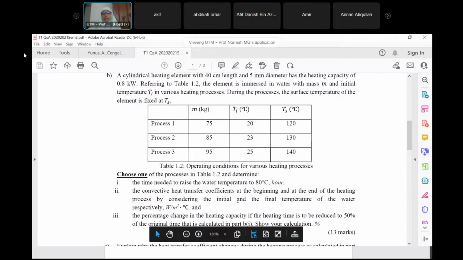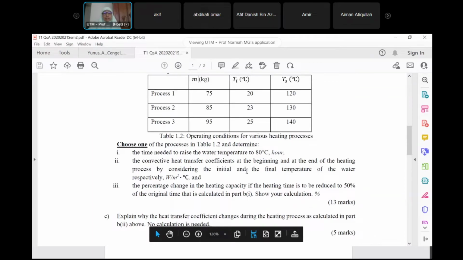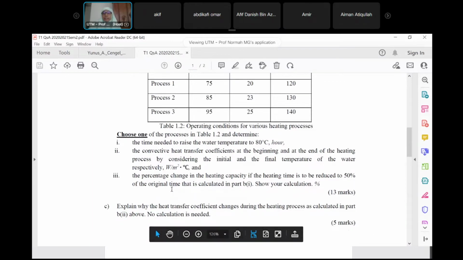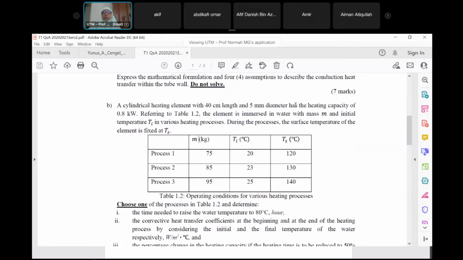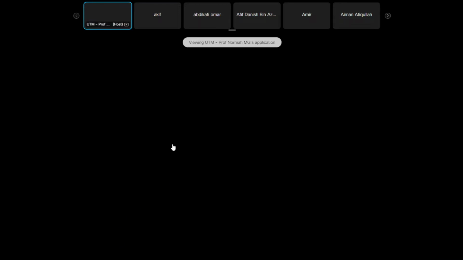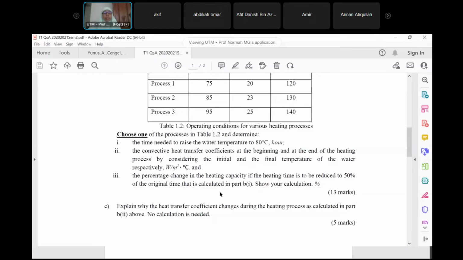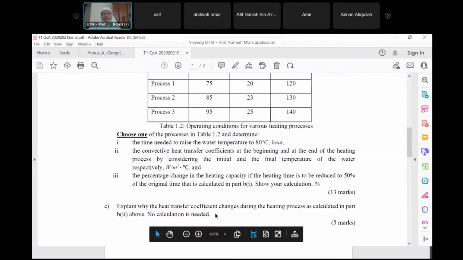It's a bit out of the box. And then explain why. It's 13 marks. But if you scored this, you got 7 already there. And then explain why the heat transfer coefficient changes during the heating process as calculated in part B2 here. No calculation needed. So you don't have to calculate, you just need to explain. It's 5 marks. Why the heat transfer coefficient changes.